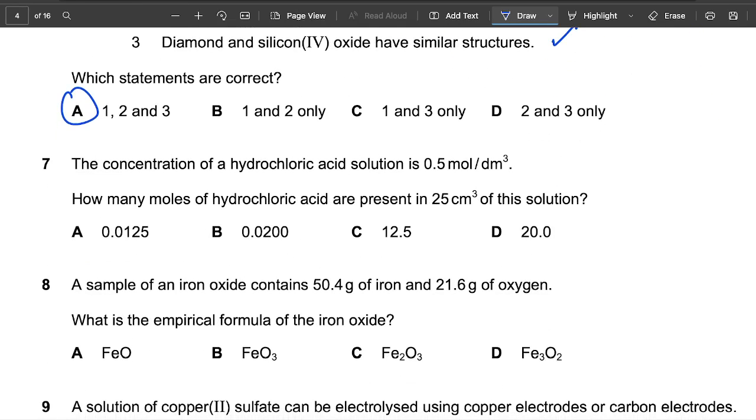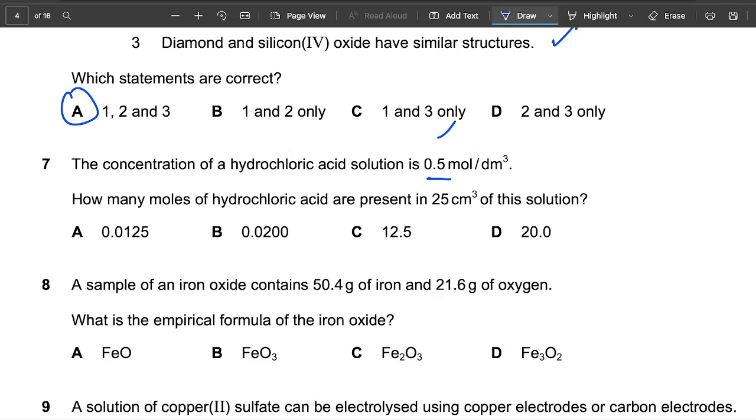We did a video talking about stoichiometry, so if you're having problems with stoichiometry, go and check that video out. It will be quite helpful. So here we have a stoichiometry question. It says the concentration of hydrochloric acid is 0.5 moles per dm cubed. How many moles are present in this?